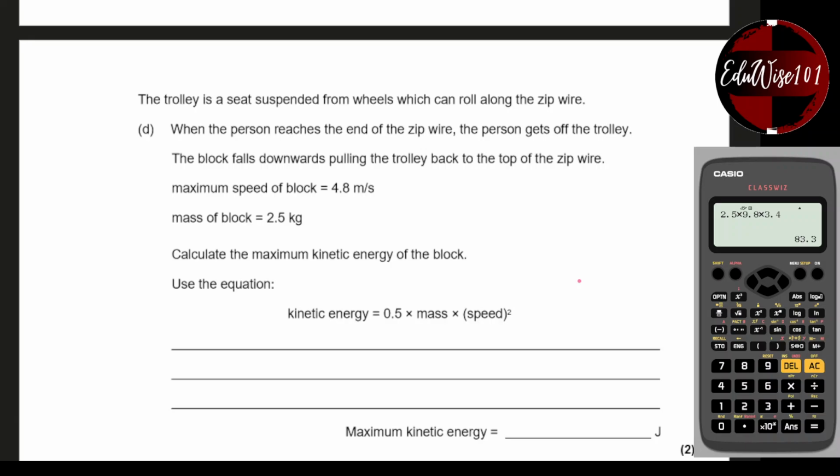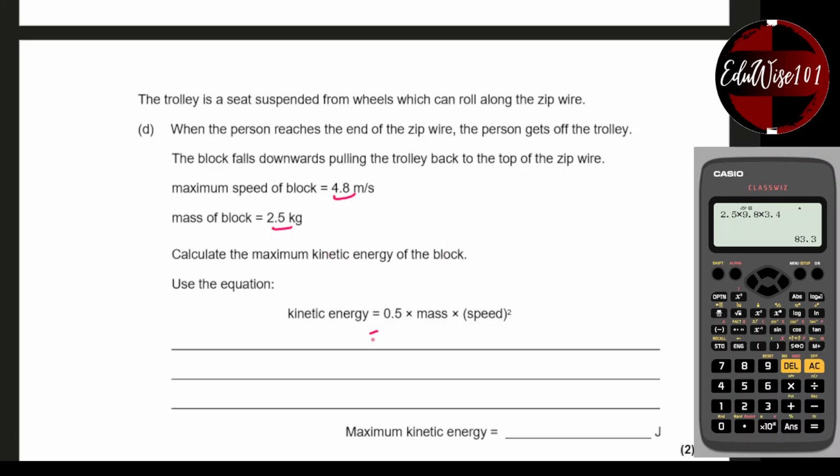The trolley is a seat suspended from wheels which can roll along the zip wire. When the person reaches the bottom of the zip wire, the person gets off the trolley. The block falls downwards, pulling the trolley back to the top of the zip wire. The maximum speed is 4.8, mass is 2.5. Calculate the maximum kinetic energy.